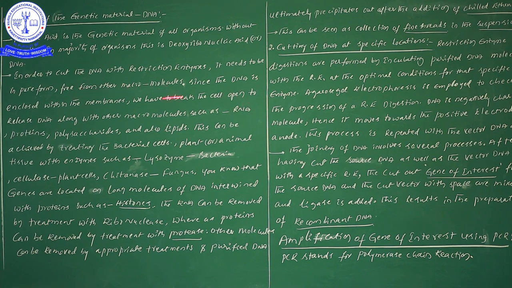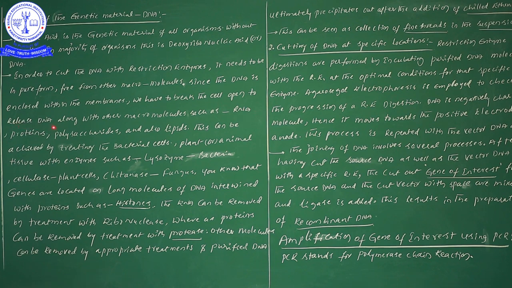Since the DNA is enclosed within many membranes, there are different types of membranes. The outermost is the cell wall, within the cell wall is the cell membrane, and within the cytoplasm again there is the nuclear membrane. Likewise, there are different types of membranes. We have to break the cell open to release the DNA. So in order to get the DNA, we have to break the different types of membranes.